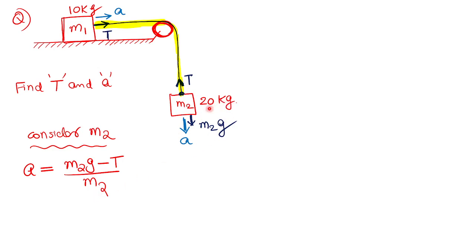M2 is 20, g is 10. Normally in most numerical questions, g is taken as 10. I told you. So M2g will be 20 into 10, which is 200.